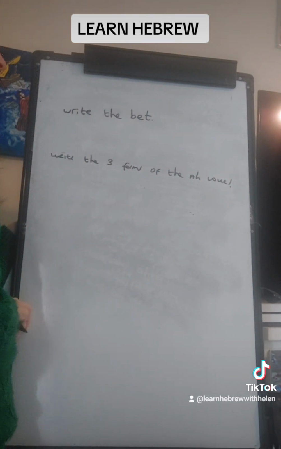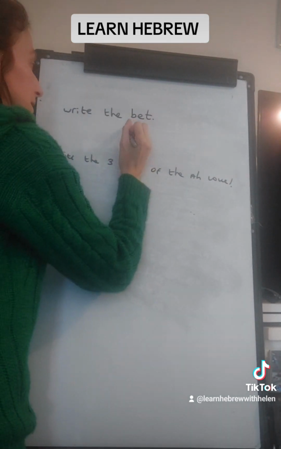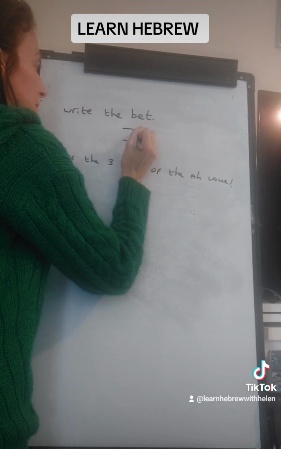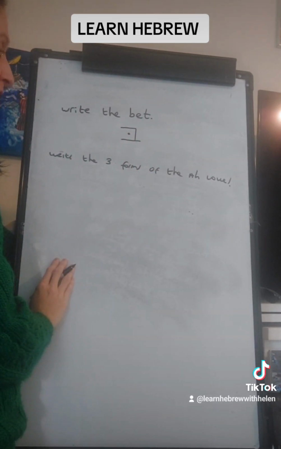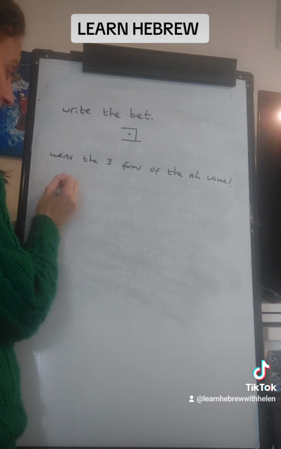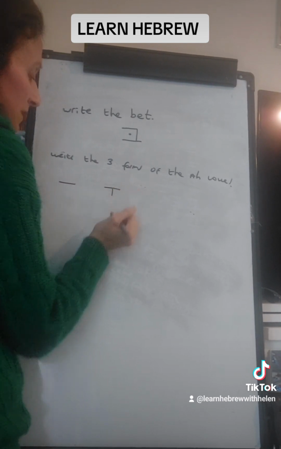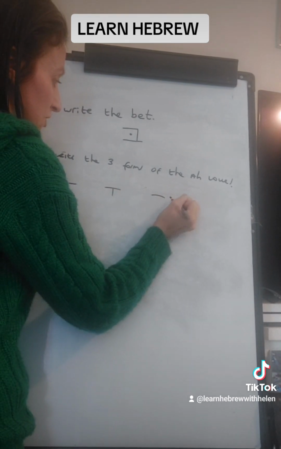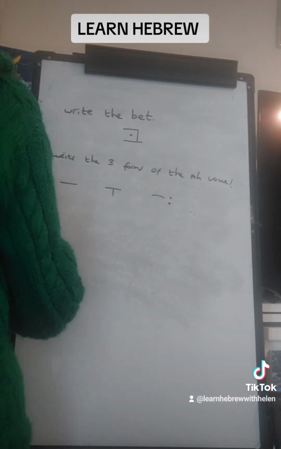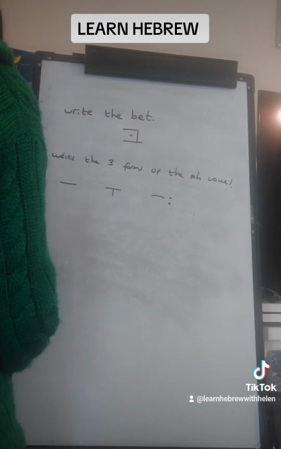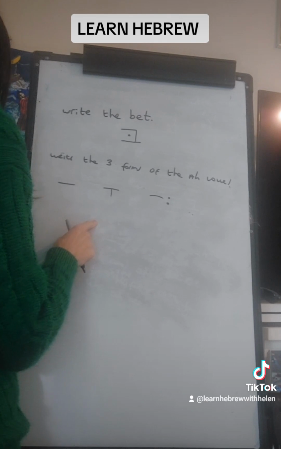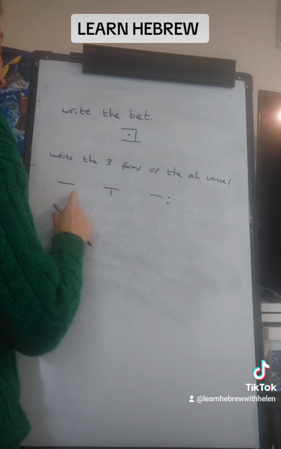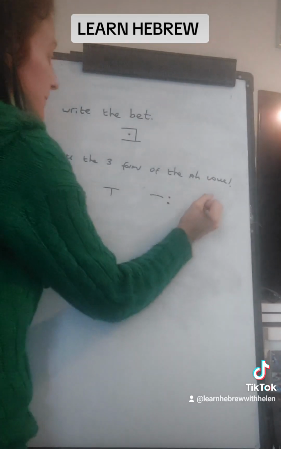Okay, and I'm going to put them in now. So the Bet, and the three forms of the A vowel, the dash, T, dash, and two dots. And remember, the A vowels are under the consonants, and if a vowel is made of a line, it always sounds ah.